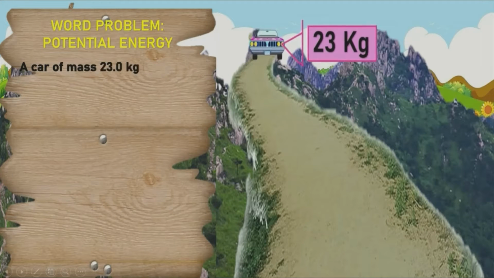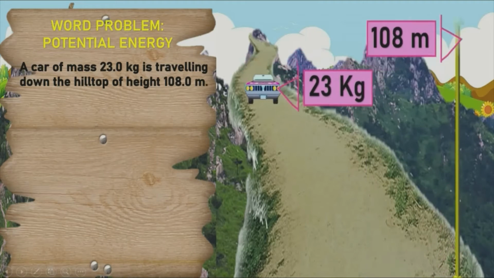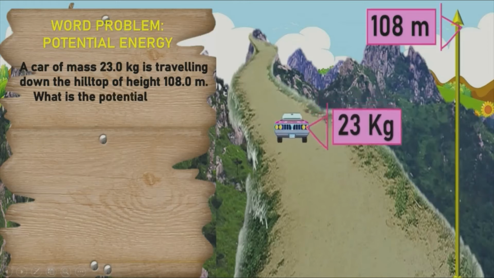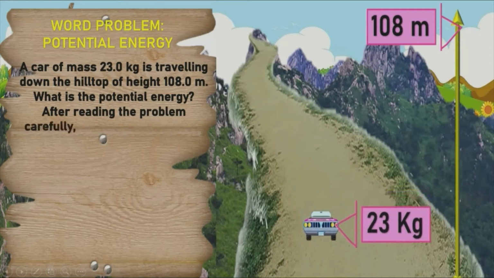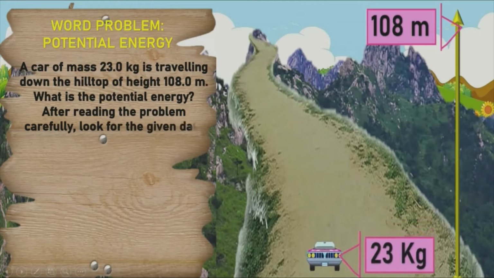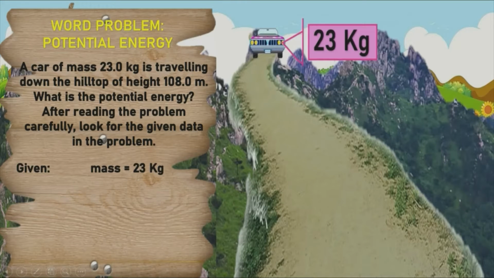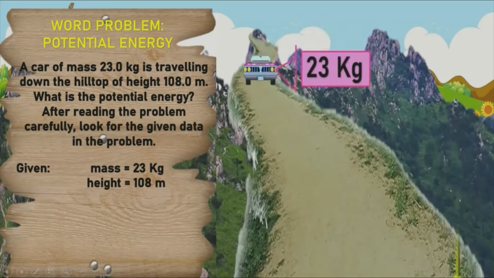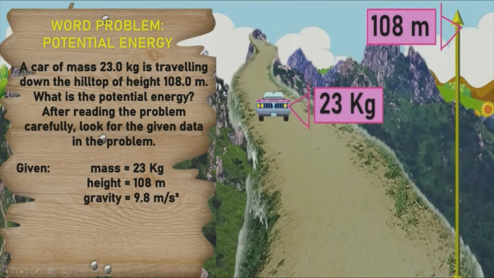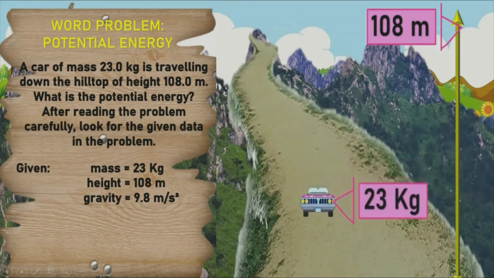A car of mass 23 kg is traveling down the hilltop of height 108 meters. What is the potential energy? After reading the problem carefully, look for the given data in the problem. The given are mass 23 kg, height 108 meters, acceleration due to gravity, which is constant, is 9.8 meters per second squared.